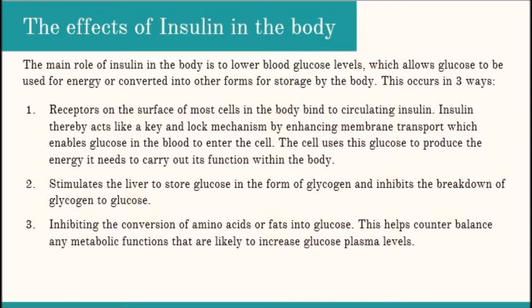The main role of insulin in the body is to lower blood glucose levels, which allows glucose to be used for energy or converted into other forms for storage by the body. This occurs in 3 ways.